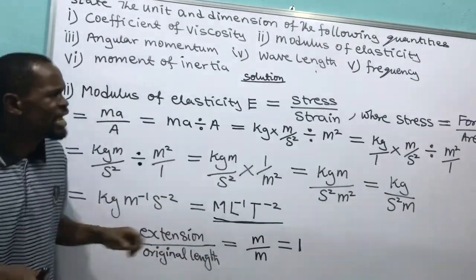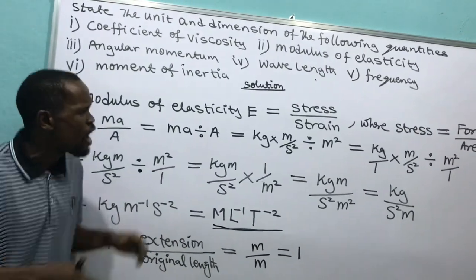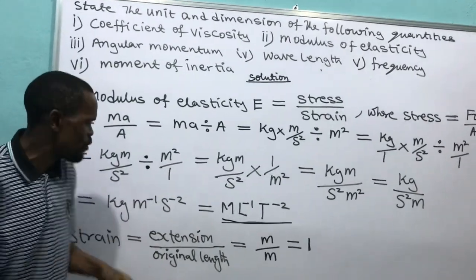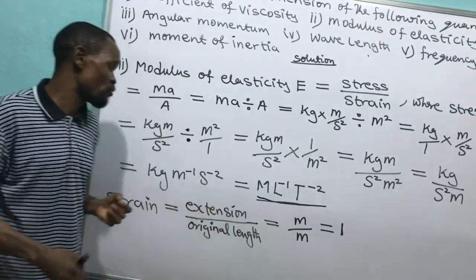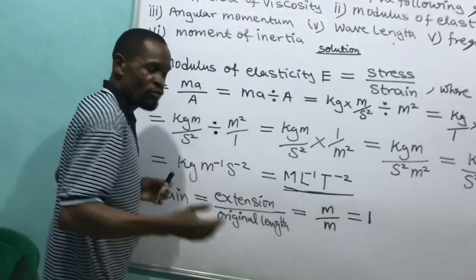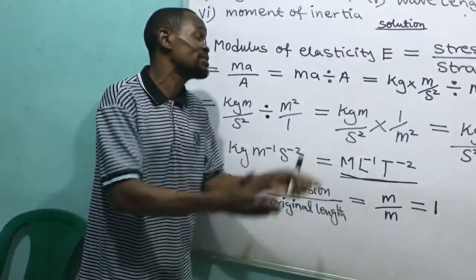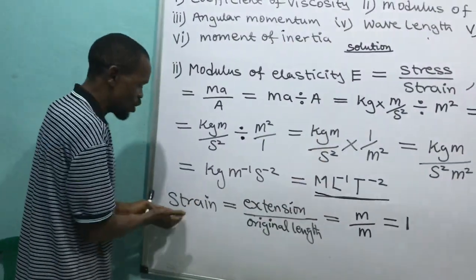Pressure. Because we say the stress is what? Force over area. Why, pressure is what? Force over area. We now see that the dimension of stress is the same thing as the dimension of pressure, and the unit of stress is the same thing as the unit of pressure. We now come to strain.